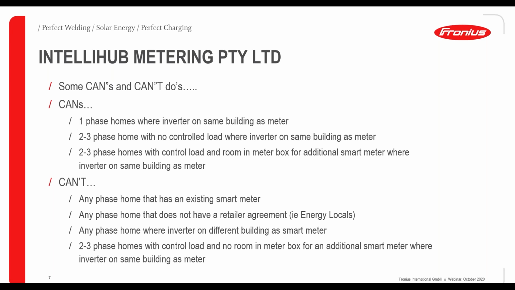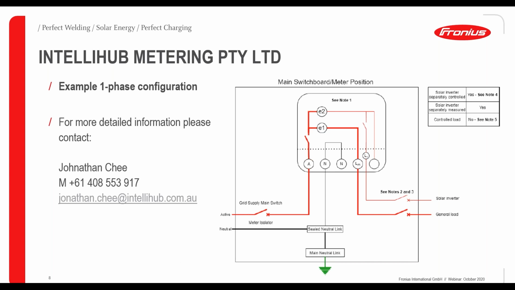Also any phase home with the inverter in a different building, because then you usually connect the inverter to a subboard, and hence you don't have access to go right back to where the meter board is. Also, 2 or 3 phase homes with controlled load and no room in the meter box for an additional meter, etc. So just be wary of those. There may be some other exceptions as well, so it's best to get in touch with Intellihub.